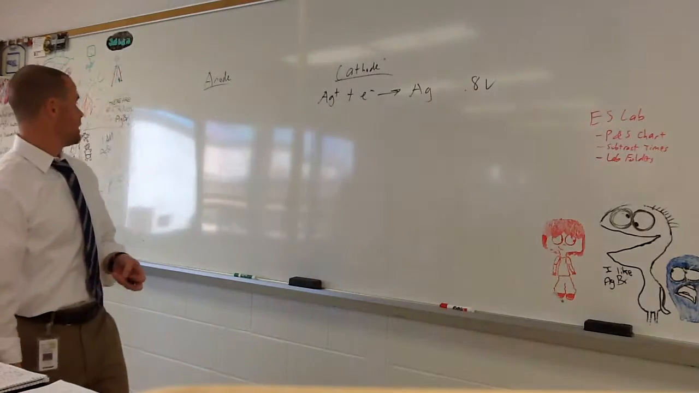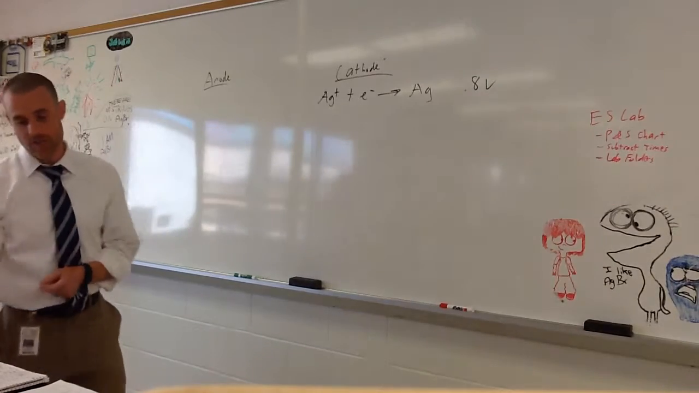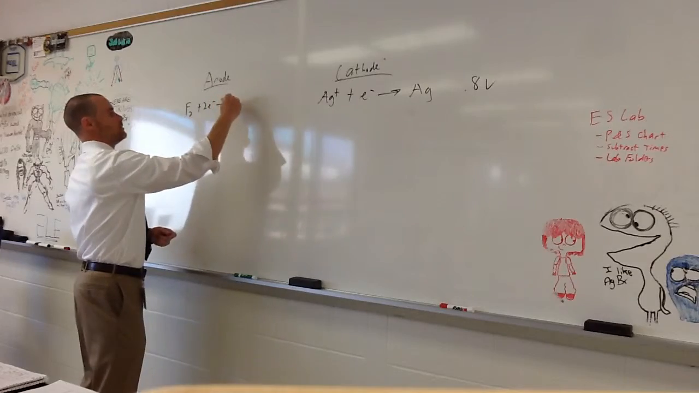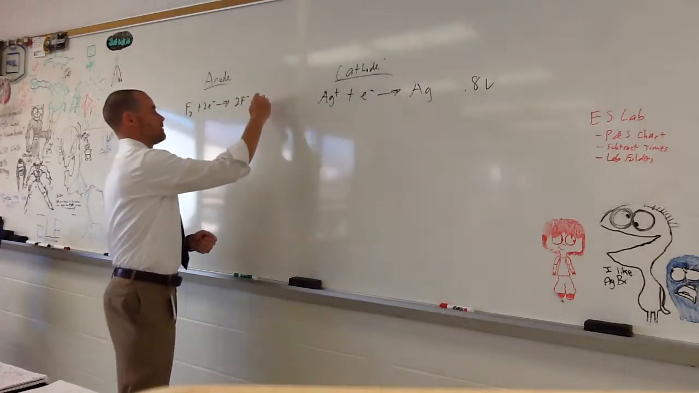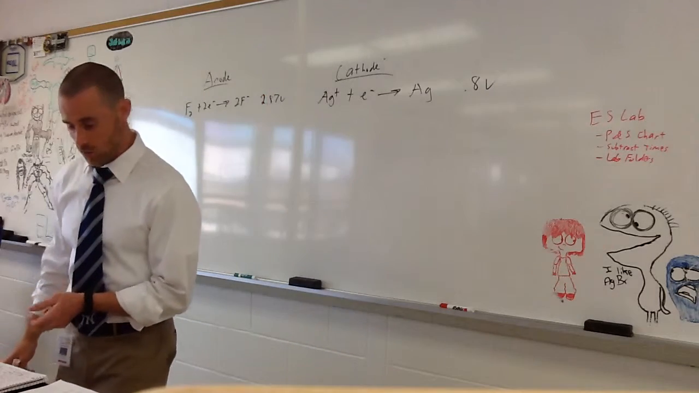And on the other side here, we have F minus, so that's right at the top. F2 plus 2 electrons yields 2F minus, and that's going to be 2.87 volts. And then you have water.